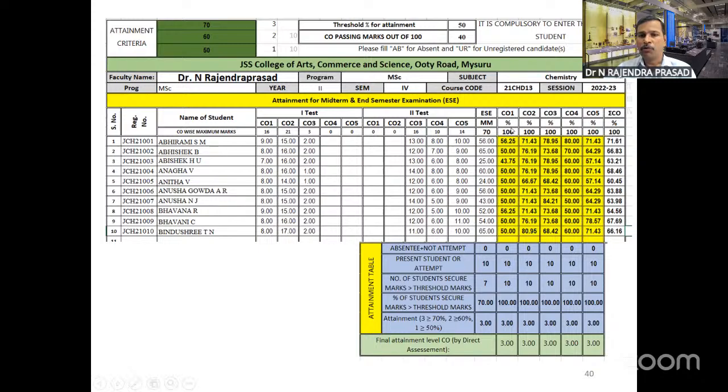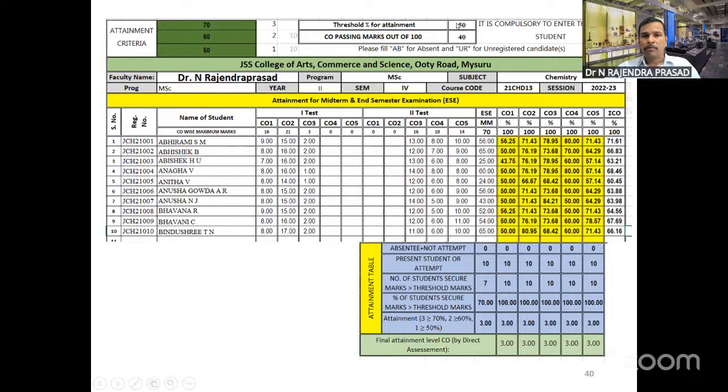Now, with respect to CO1, each and every student has scored this much percentage of marks. You can see carefully: CO1, CO2, CO3, CO4, CO5. Percentage of performance has been given here. Now, you have the threshold for attainment.